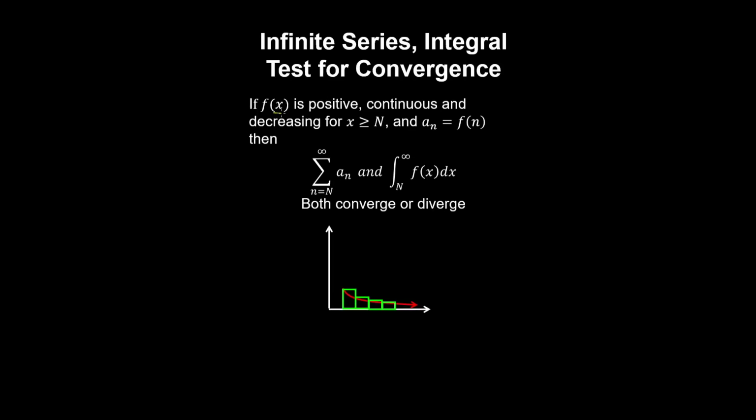If a real function, f of x, is positive, continuous, and decreasing for x greater than or equal to some integer n. So as we can see, that's true for this function. And a_n is a function of the integer n. So this describes the terms in the series.